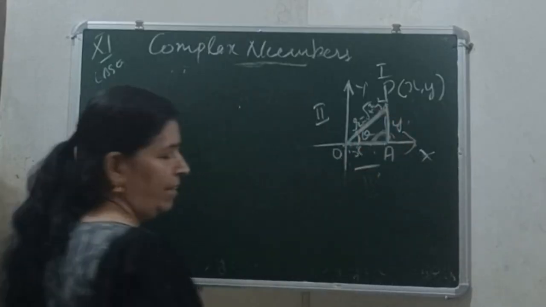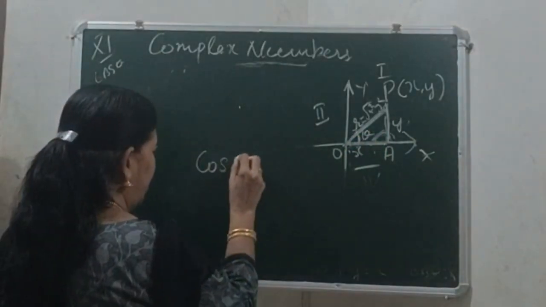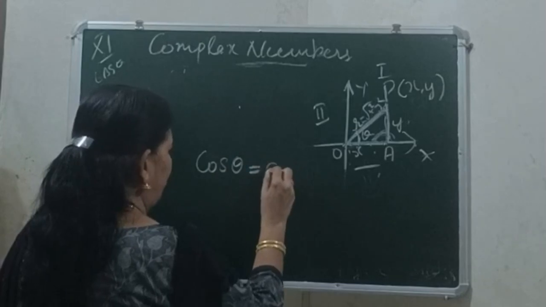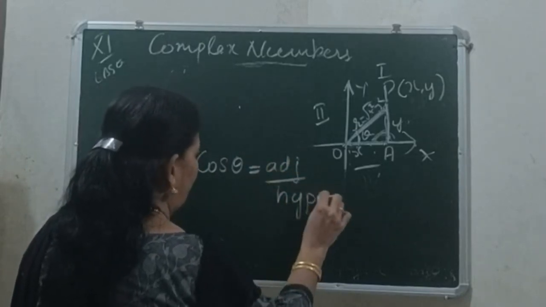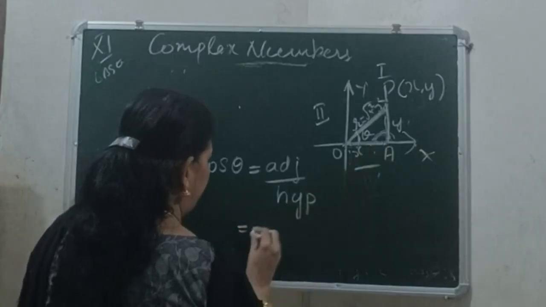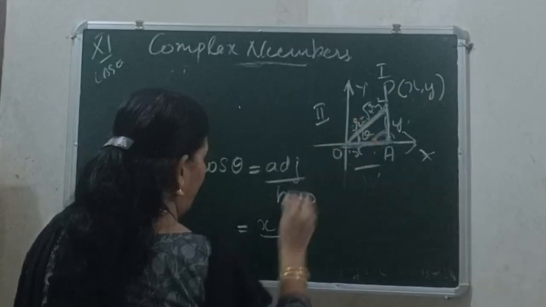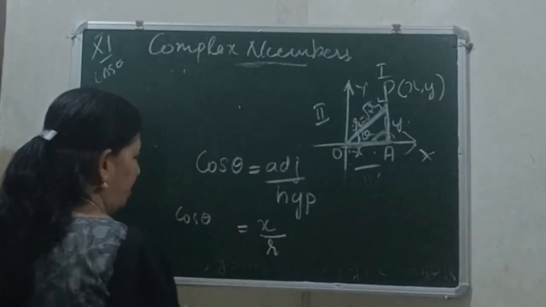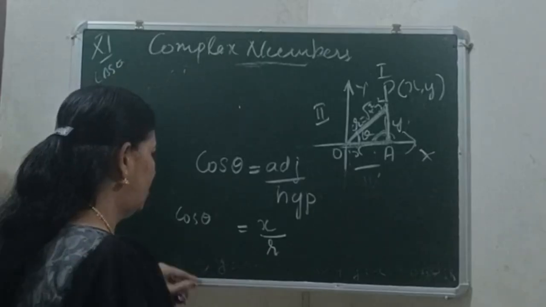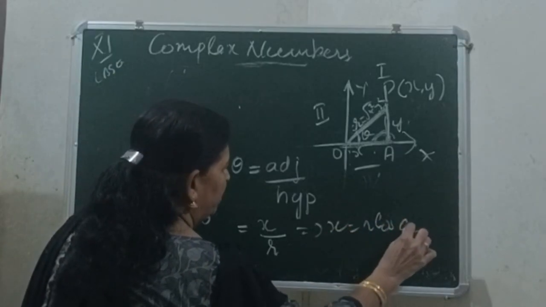right-angled triangle, we have studied in earlier classes that cos theta equals adjacent side by hypotenuse. The adjacent side here is x, by hypotenuse r, that is cos theta equal to x by r. Cross multiplying, which implies x equal to r cos theta.